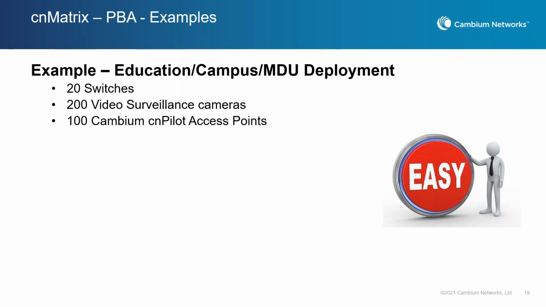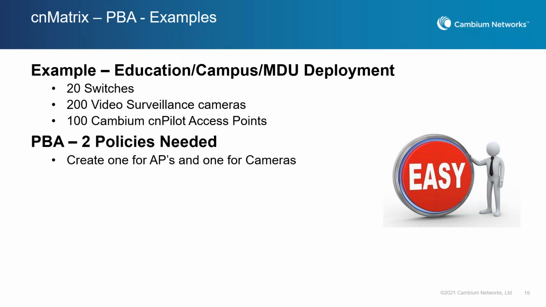In the real world, I have an example here for an education or campus or MDU deployment. Let's say you're deploying a network with 20 switches, and you don't have 1 or 2 cameras, you have 200 video surveillance cameras and 100 access points. So how would you do this with PBA? Well, with PBA, you would need to create two policies, one for the video surveillance cameras and one for the access points.